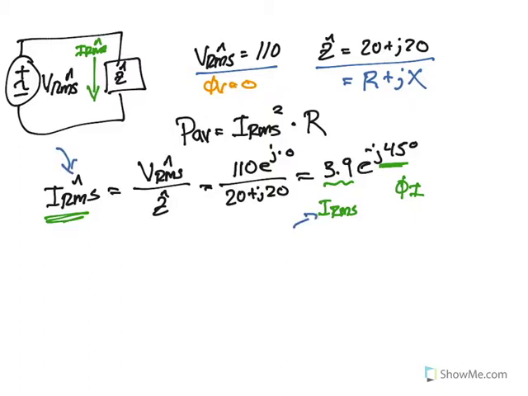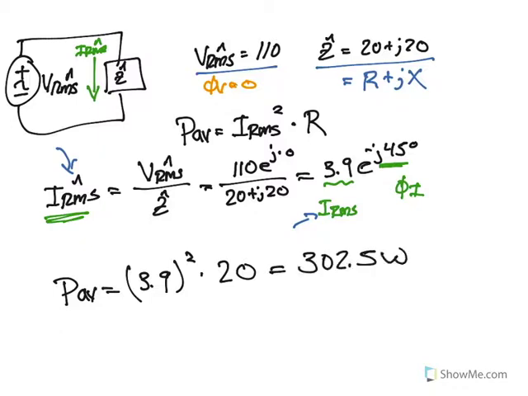But now we have enough to figure out what our real power is. Our real power is going to be this RMS current value, so 3.9 squared, times the real part of the load, which is 20. The result of this calculation is that the real power is 302.5 watts. Our values of R come from right here, so that's our R value, and 3.9 comes from right here.